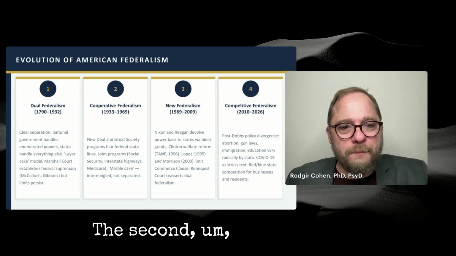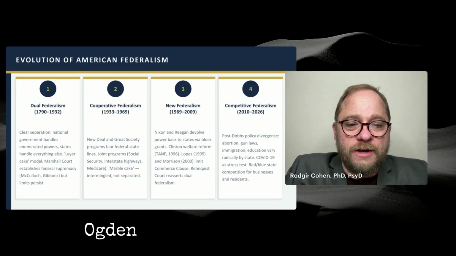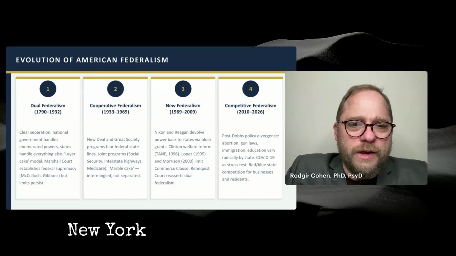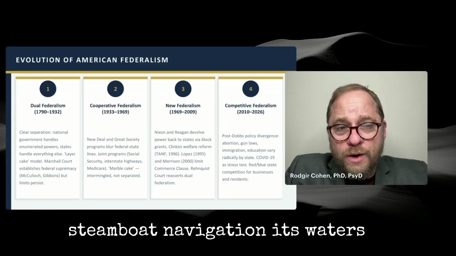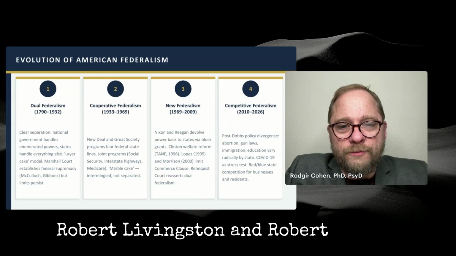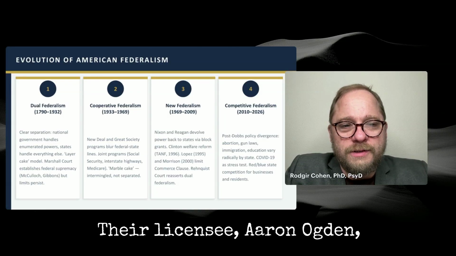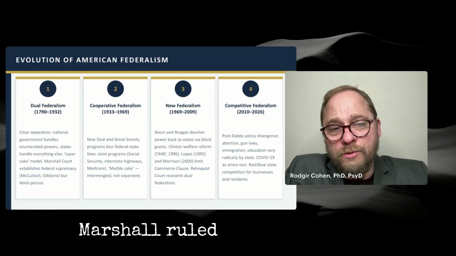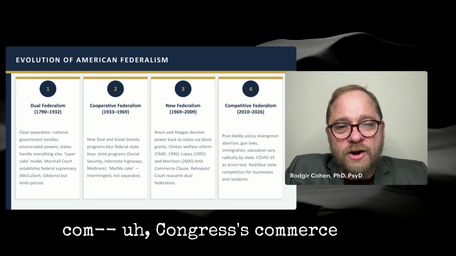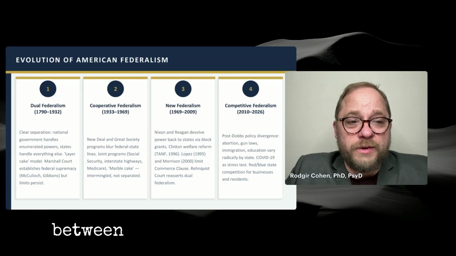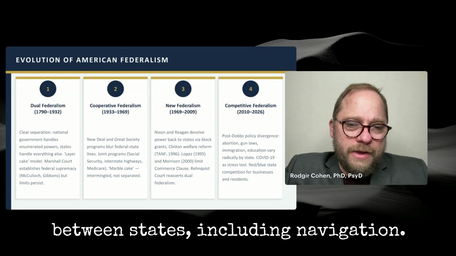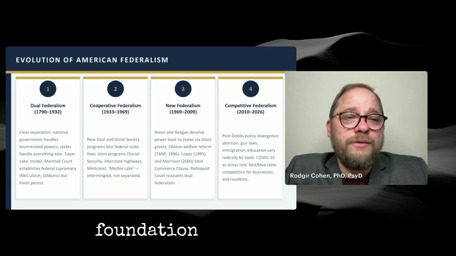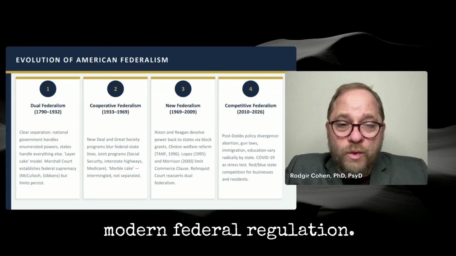The second major case was called Gibbons versus Ogden in 1824. It established broad federal authority over interstate commerce. New York had given a monopoly over steamboat navigation in its waters to Robert Livingston and Robert Fulton. Their licensee, Aaron Ogden, tried to block Thomas Gibbons, who held a federal license, from operating in the same waters. Marshall ruled for Gibbons that Congress's commerce power extends to all commercial intercourse between states, including navigation. This broad interpretation made the Commerce Clause the Constitution's foundation for virtually all modern federal regulation.